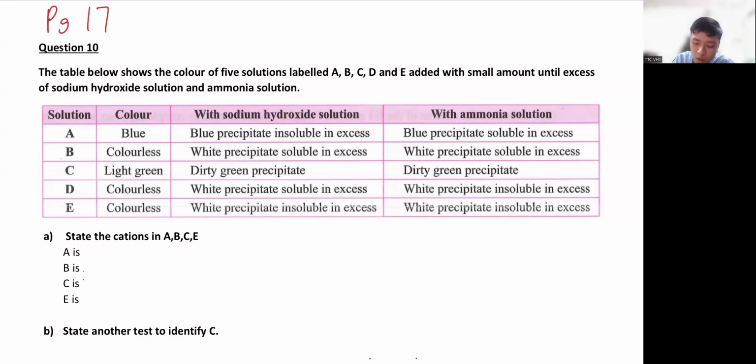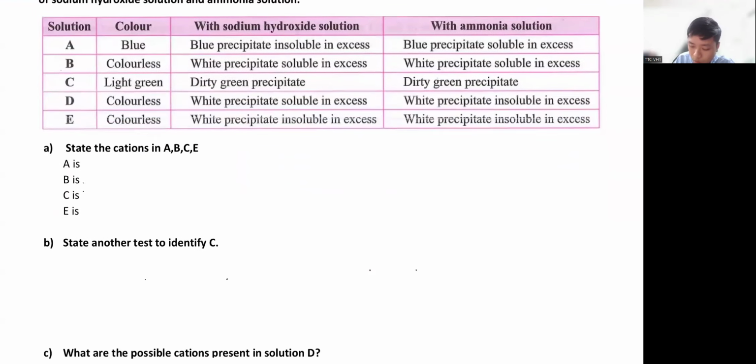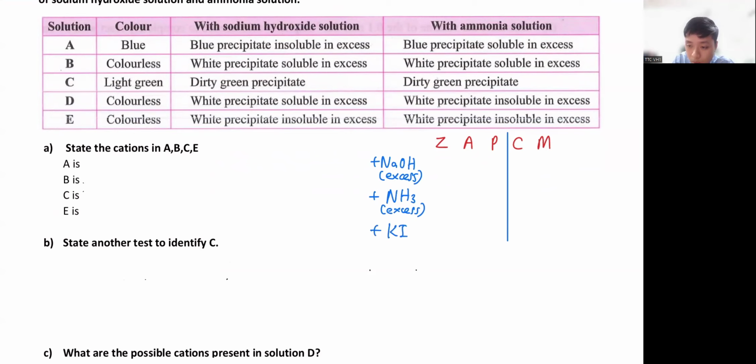Okay, one more time. Then split them. First I add NaOH in excess. I add NH3, ammonia, in excess. I add KI, potassium iodide. Can try to repeat now.